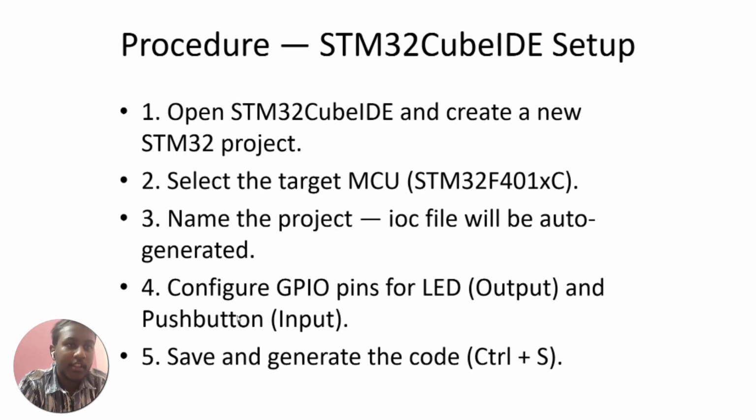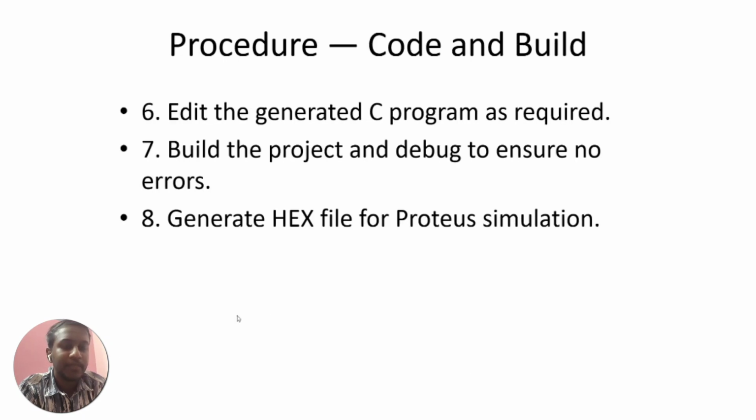Now let's see what all needs to be done in STM32 and Proteus. Firstly, open STM32Cube IDE and create a new project. Then select the target microcontroller, say STM32F401XC, and after naming the project, the IOC file will be automatically generated. In the next configuration window, set the GPIO pin PA13 as input for the push button and another pin PB0 as output for the LED. Finally, save the configuration and STM32 will automatically generate the base C code for you.